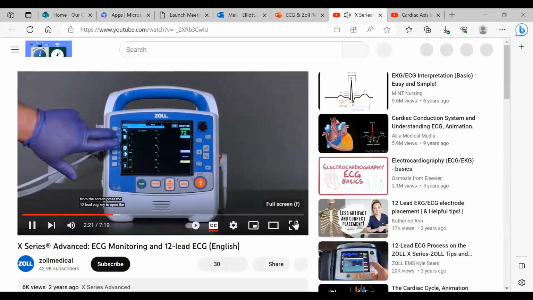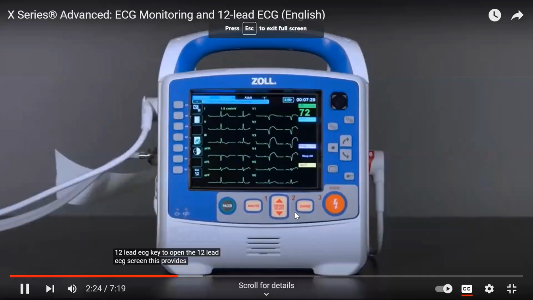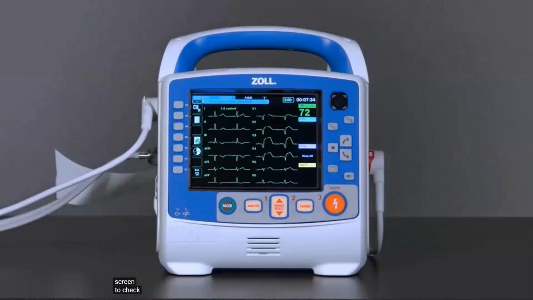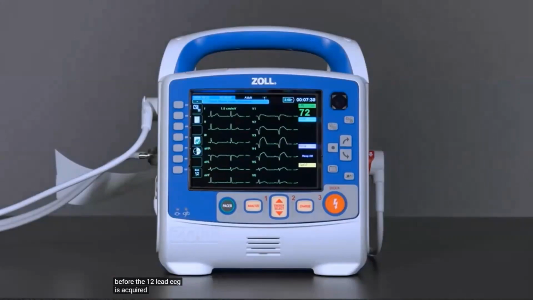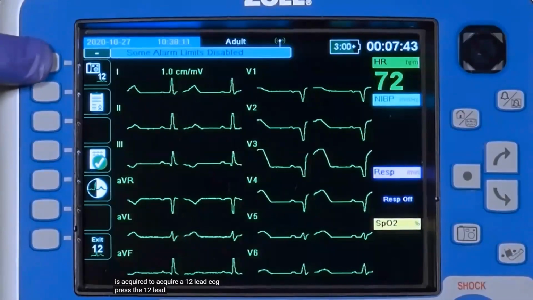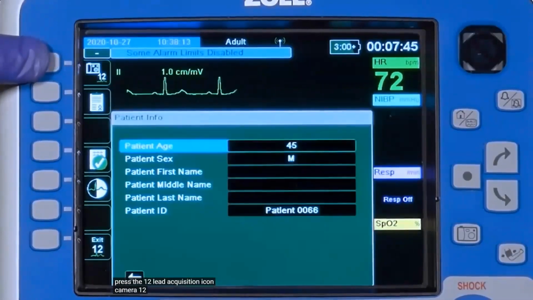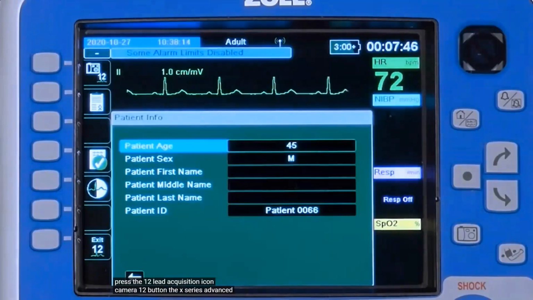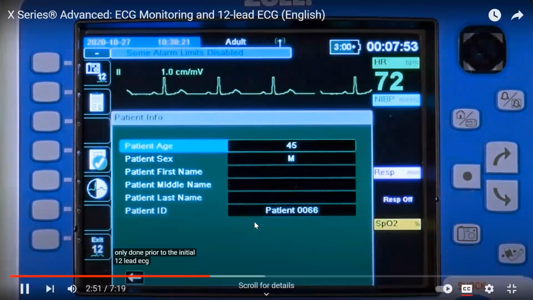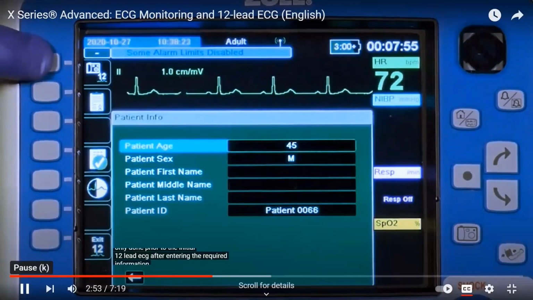To open the 12-lead ECG screen. This provides a diagnostic filter view of all 12 leads on the screen to check the quality of the tracings before the 12-lead ECG is acquired. To acquire a 12-lead ECG, press the 12-lead acquisition icon, Camera 12 button. The X-Series Advanced can be configured to prompt the provider to enter any patient information. This is only done prior to the initial 12-lead ECG. After entering the required information.